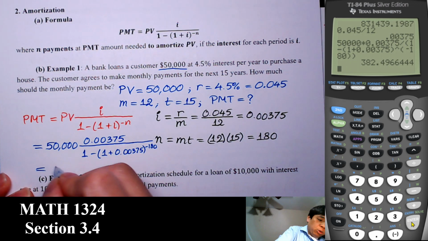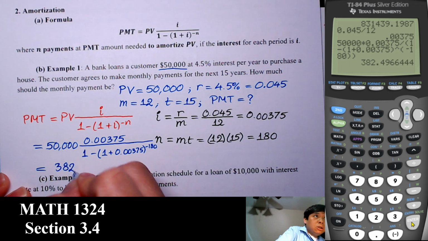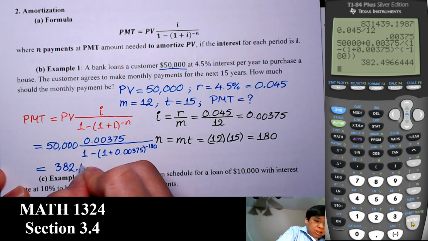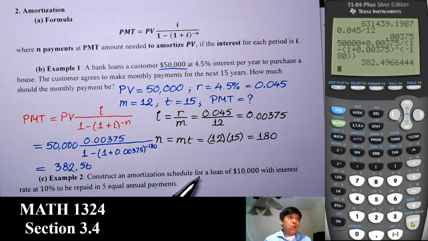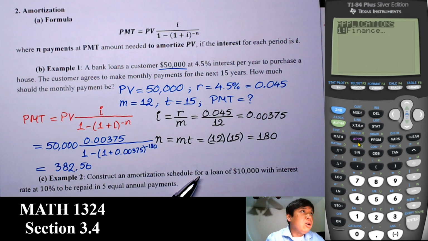So the payment is 382.50. We round to 2 decimal places. Right, now let's use the app.